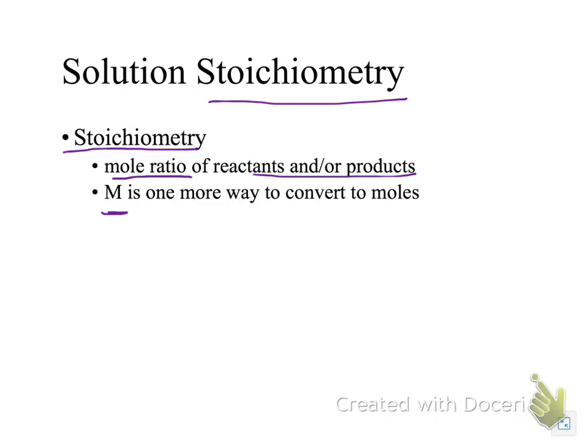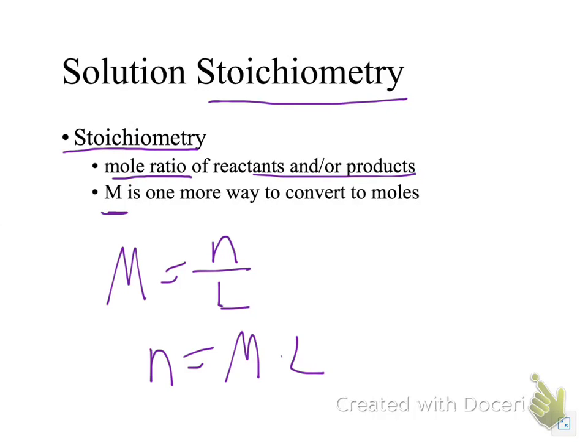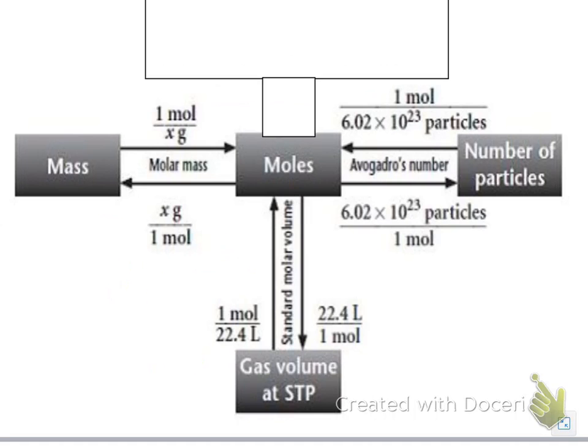So if you think about it, molarity is number of moles over number of liters. Okay? So moles, if I cross multiply, is molarity times liters. Okay, so let's take a look. So we have been developing a mole map along the way.